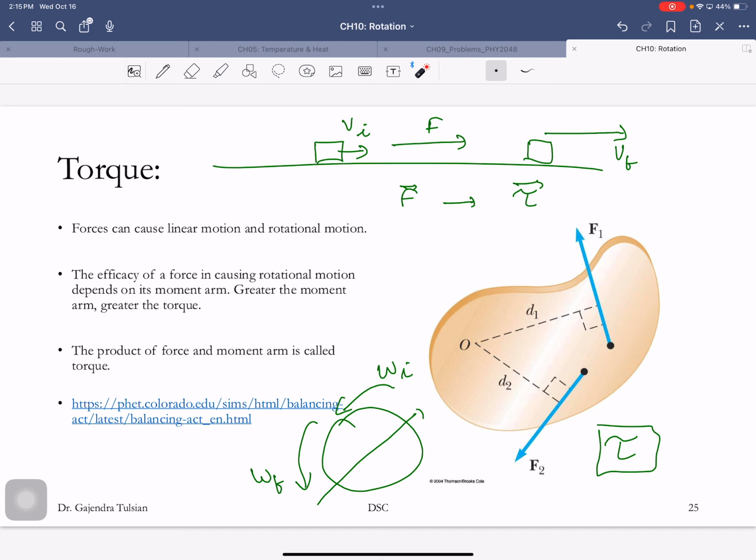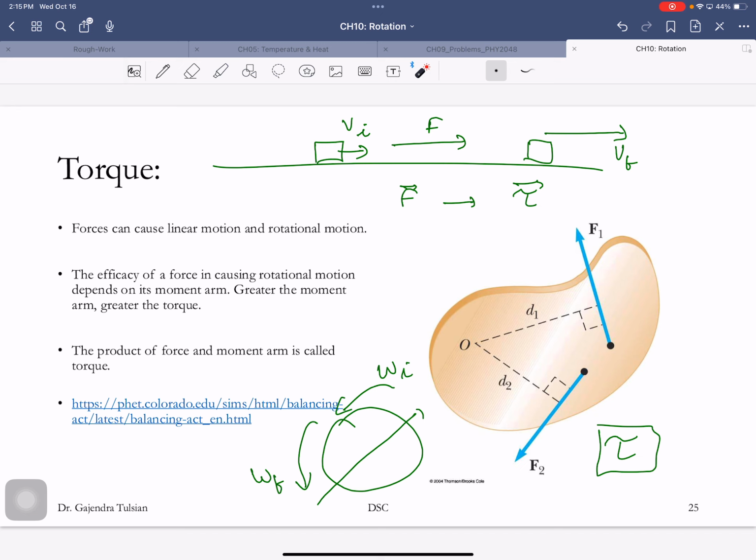So the effectiveness of a force in causing rotational motion depends on the magnitude of the force, and it depends on this distance, which is called the moment arm. All right, so the parallel of force is a torque. The torque depends on both the force and the moment arm. Okay, forces can cause linear motion and rotational motion.